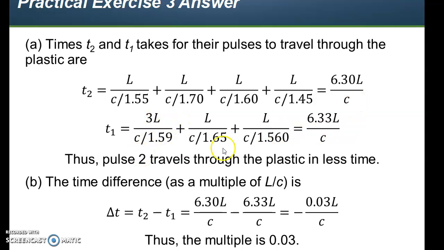So, but the fact is that the conclusion remains the same. Pulse 2 up here is much faster, travels in less time. This is 6.30. This, whether it's 6.33 or 6.39, would be much slower than this one. Then you have here the difference between these two, and it ends up being 0.09, not 0.03. Okay, so you can do the math on this, and remember this is a negative on here.